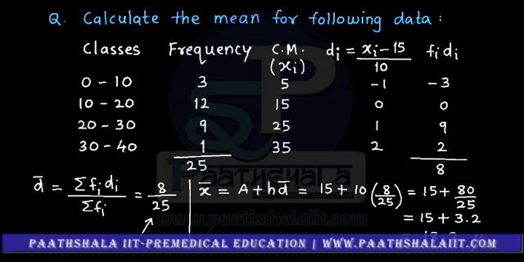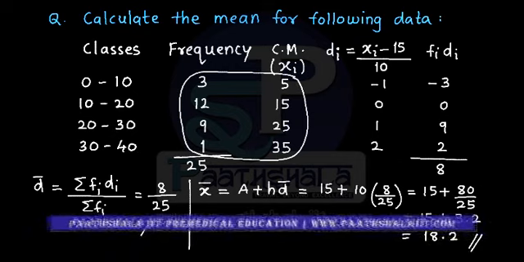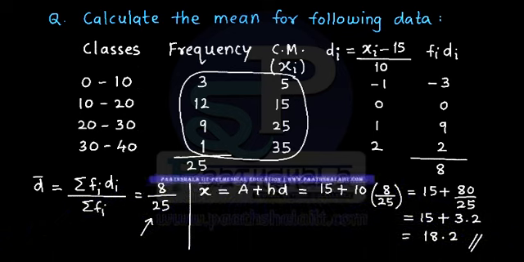Okay, so this is the step deviation method. We use this method in case the calculations are slightly tedious, that is, if the values of the frequency and class mark are bigger, then to avoid those big calculations we use the step deviation method.